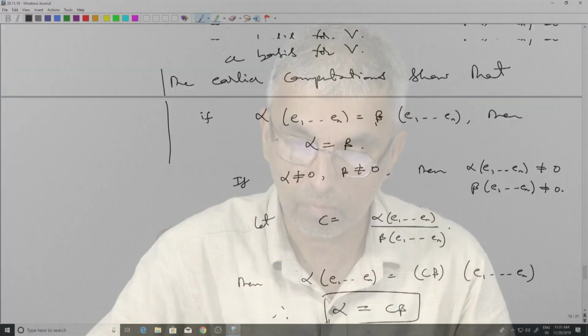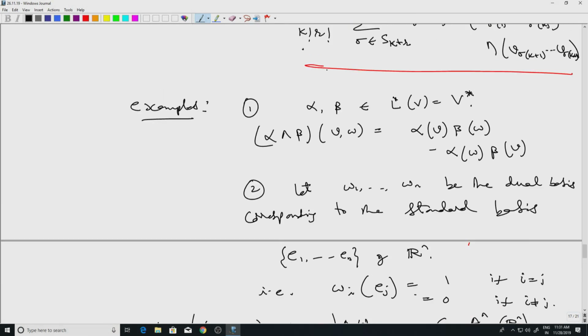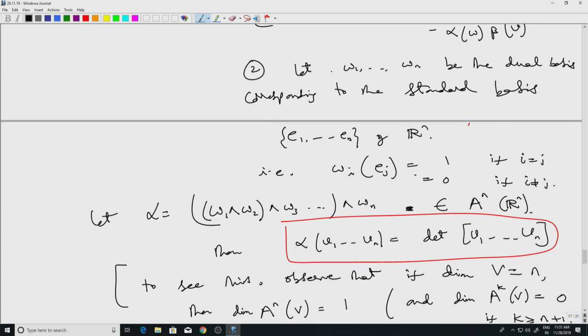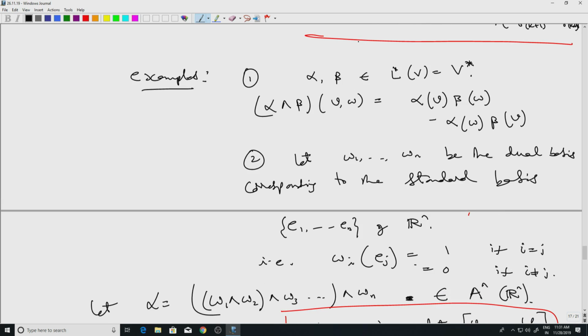Welcome to the 53rd lecture in this series. So in this lecture, we'll continue with our discussion of alternating forms or alternating tensors. And so let me complete the example that I had begun with last time.